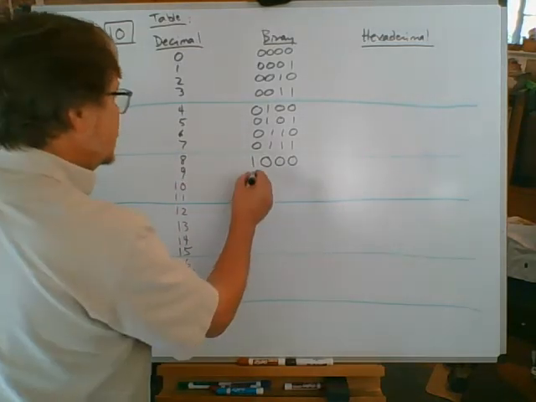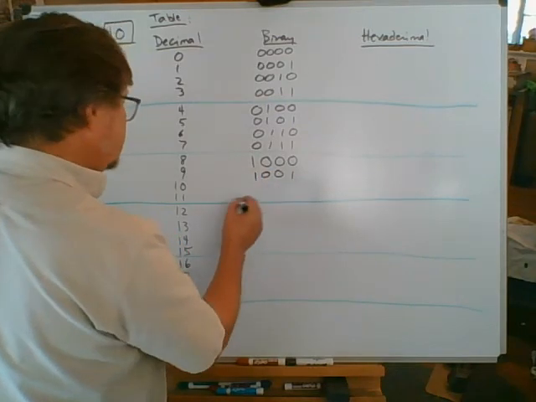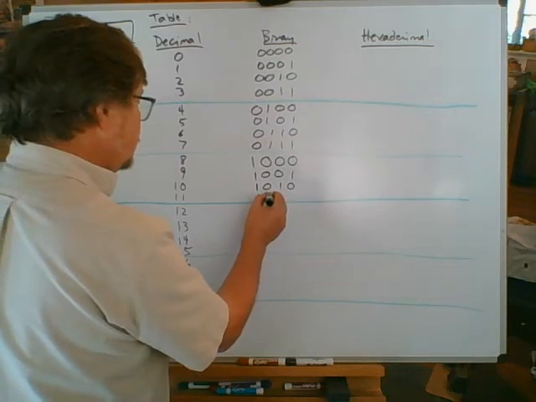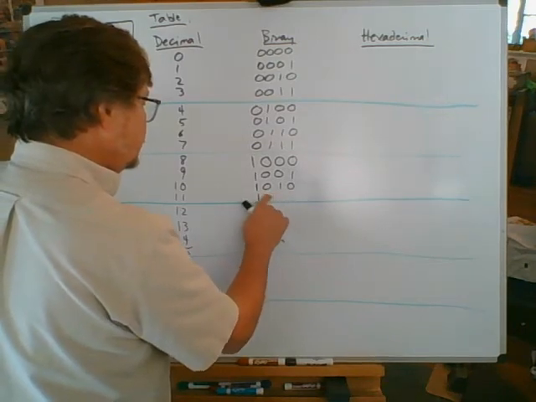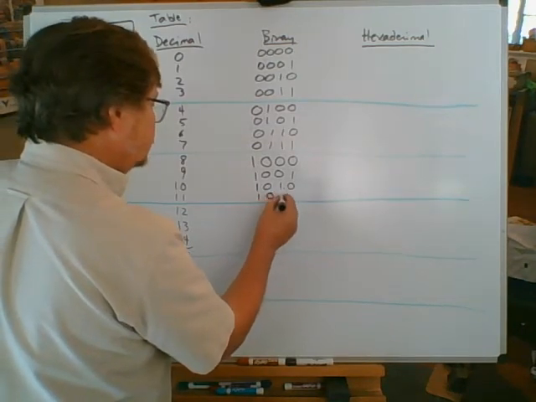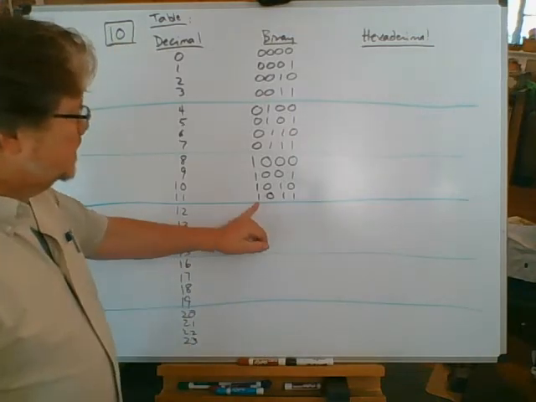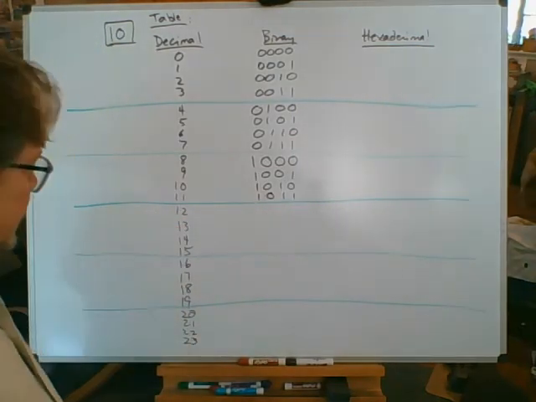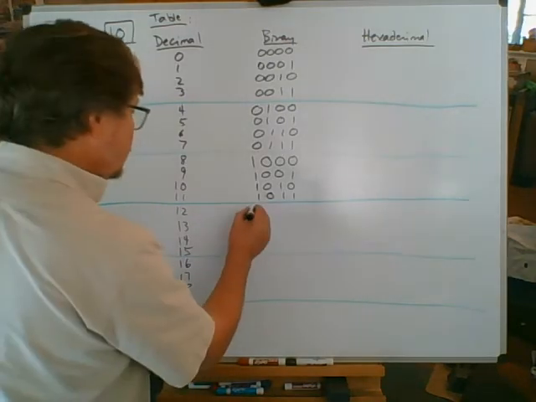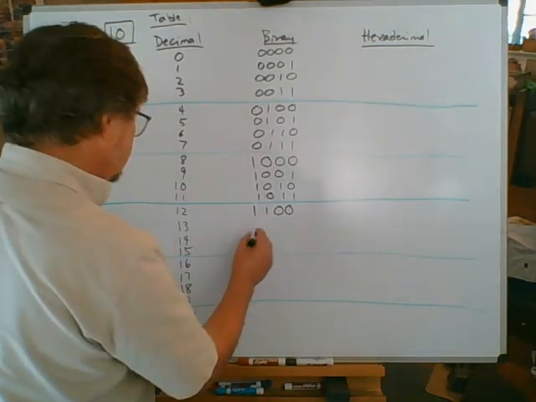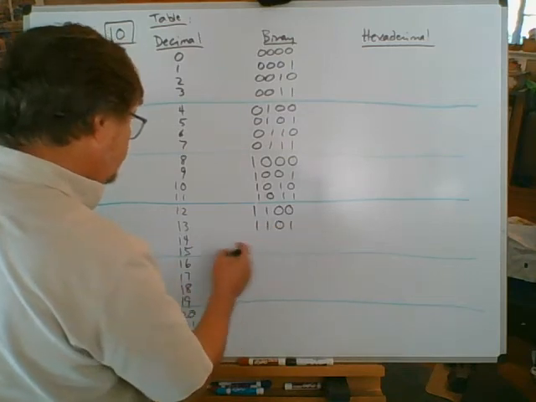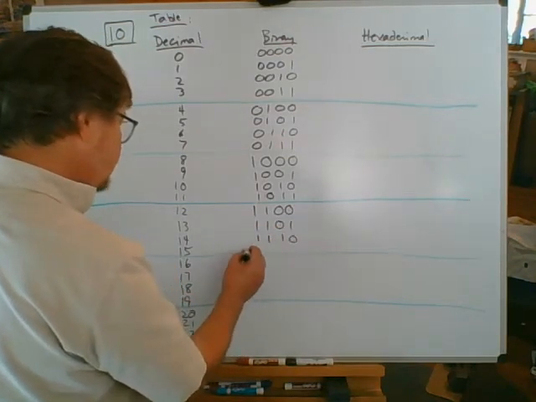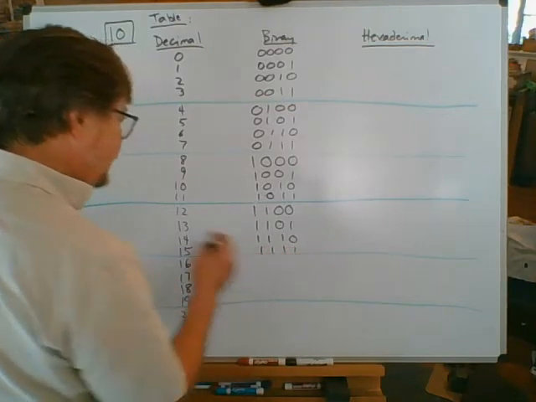Okay, 9 is 1, 0, 0, 1. 10 is 1, 0, 1, 0. 11 is 1, 1. No, it isn't. 1, 0, 1, 1. 8, 9, 10, 11 on the place value chart. I fixed it. 12 looks like 1, 1, 0, 0. 13 is 1, 1, 0, 1. 14 is 1, 1, 1, 0. And 15 is 1, 1, 1, 1.